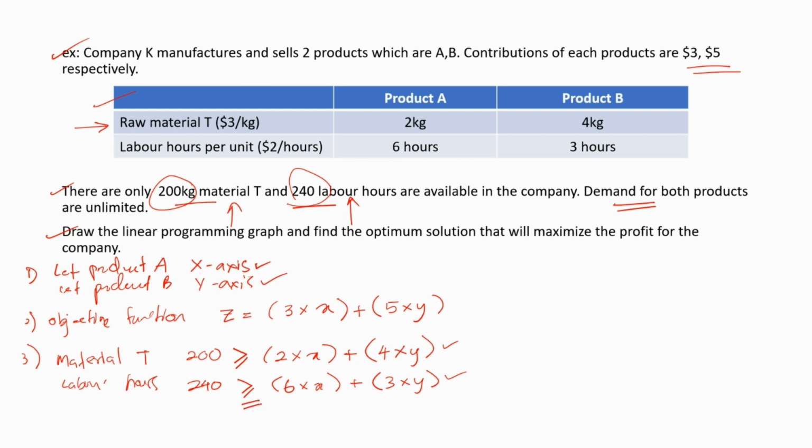This greater than or equal sign represents that the right side of this function is always going to be less than or equal to the left side of the function, because they only have 240 hours of labor. So they can only use the labor hours up to 240 hours.